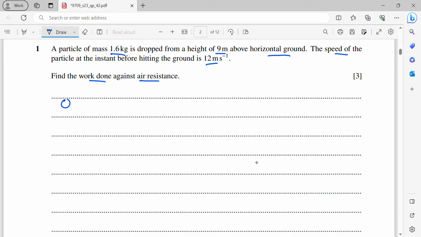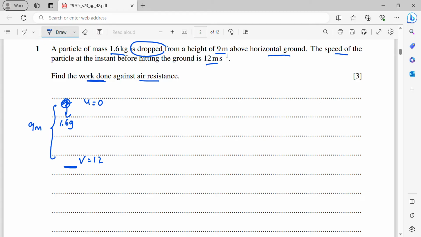Okay, so let's say, for example, this is the diagram. This is a mass, 1.6 kg is the weight, right? And then from here, because it's dropped, the initial velocity u is 0. Then this is the ground, and the height here is 9 meters. Just before hitting the ground, the v is going to be 12. All right, so from here, we need to get the work done.